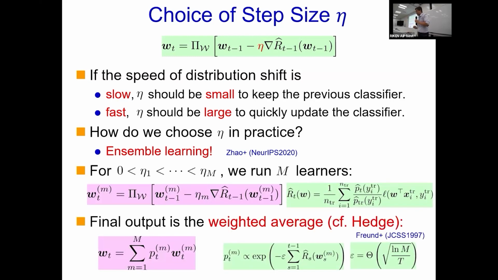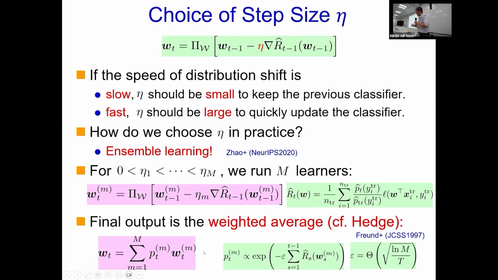So the idea is again quite simple. We prepare different learners with different speed. We prepare M learners having different learning speeds, step sizes like this. And each of them is updated over time. Then the final output is basically the weighted average of these M learners in standard ensemble learning way. And the weighting is done by a classical method called Hedge algorithm. We just take a standard exponential weighting like this.